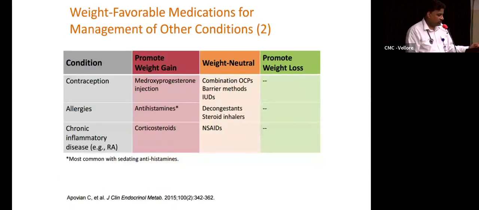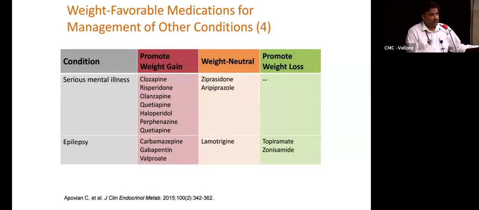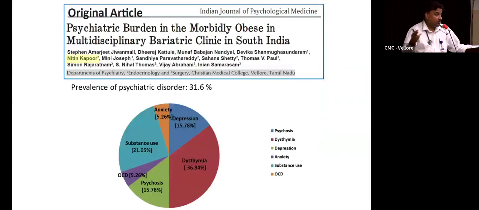Similarly, for blood pressure, for contraception, for depression, many of these patients do have underlying psychological issues, not only depression, but other kinds of psychotic problems. If you cannot change those drugs, refer to the specialist asking for a weight neutral drug, because yes, a lot of these patients do have underlying psychological issues.